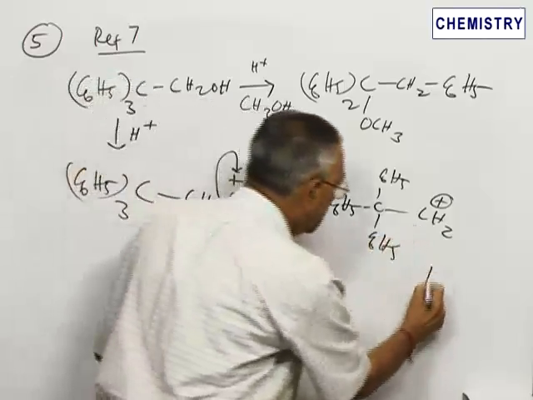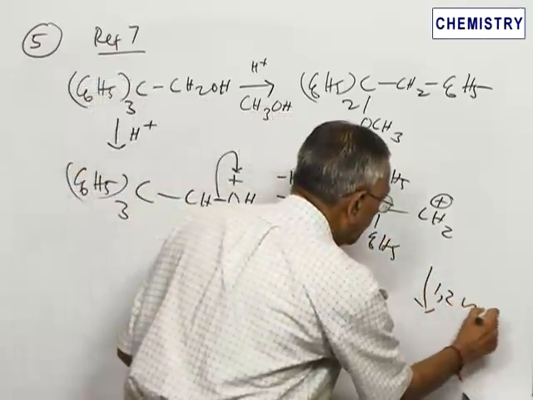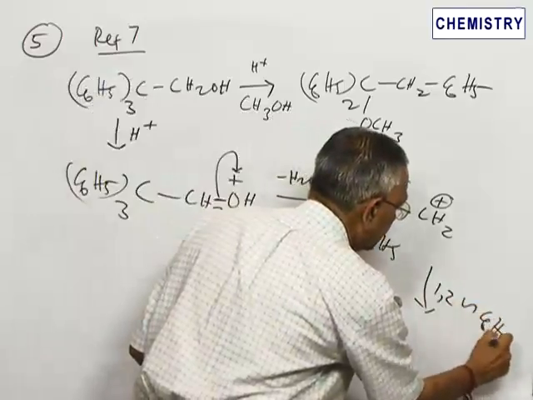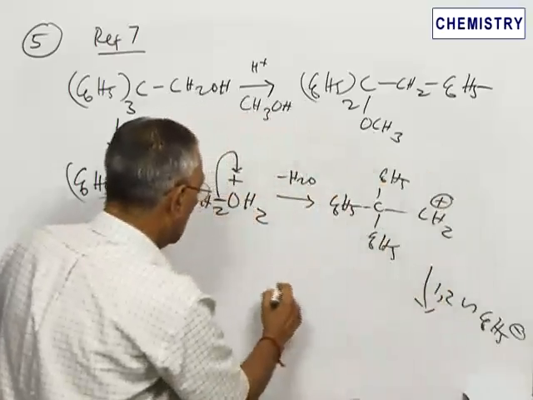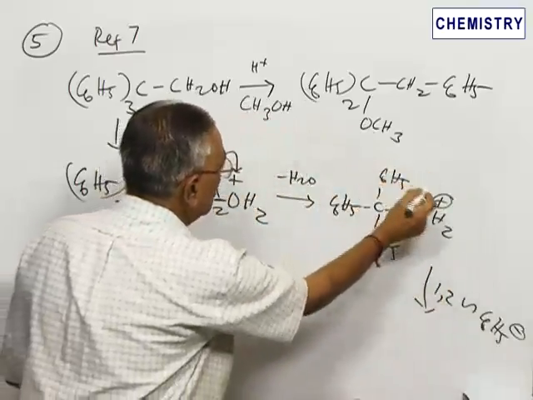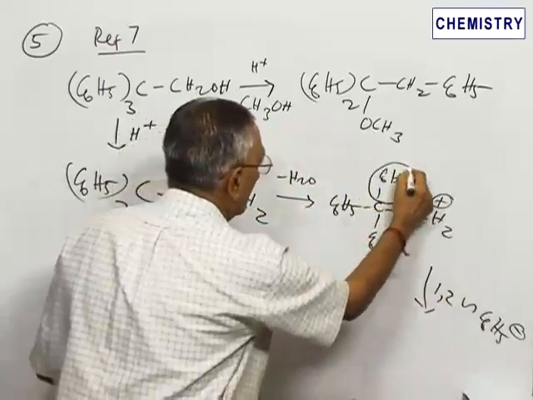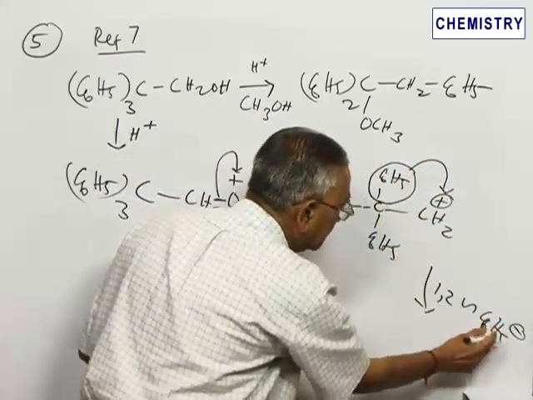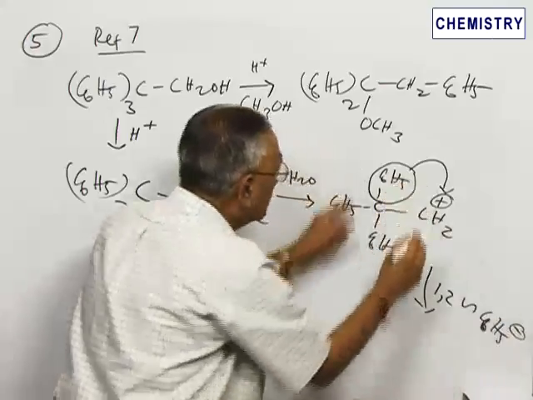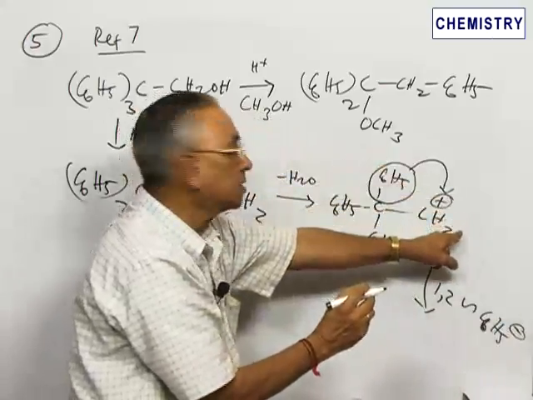Therefore, this leads to a 1,2 shift of a phenyl group. A C6H5 migrates. There are 3 phenyl groups available here, and one of them migrates. So what will be the resulting structure? Let us migrate this group. We will also see that it is not simply the shift of a C6H5; it is C6H5 minus, it goes with the pair of electrons, so that neutralizes the positive charge.